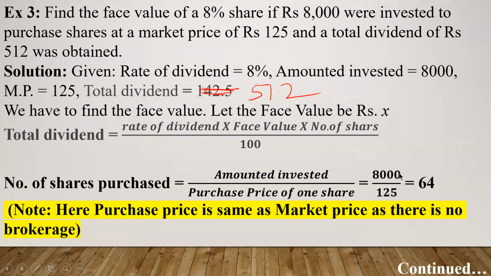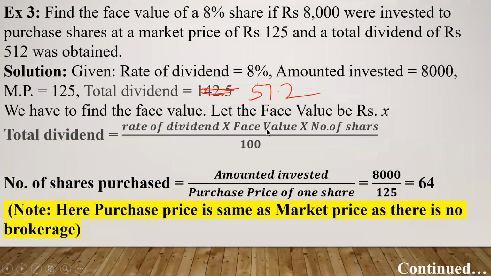So amount invested is 8,000. And what is the purchase price? 125. See, purchase price means market price. Actually purchase price is market price plus brokerage. But in this problem, brokerage is not given to you. So in this problem, purchase price is same as market price because brokerage is 0. So here I have written, here purchase price is same as market price as there is no brokerage. So amount invested is 8,000 and purchase price is 125. So you will get 64. So that means how many shares have we purchased? 64. So you got number of shares, you got rate of dividend, you also got total dividend.